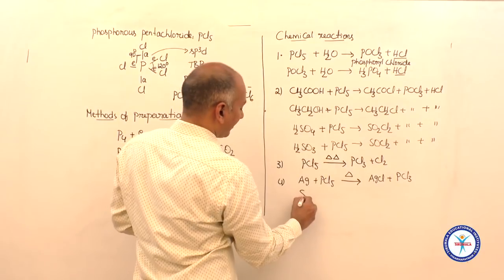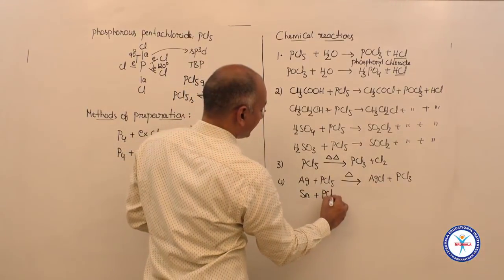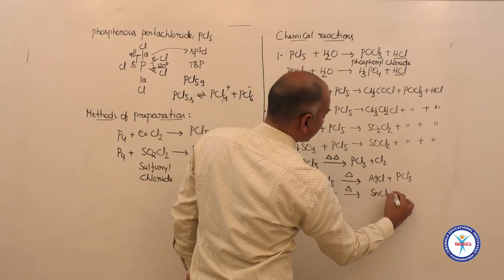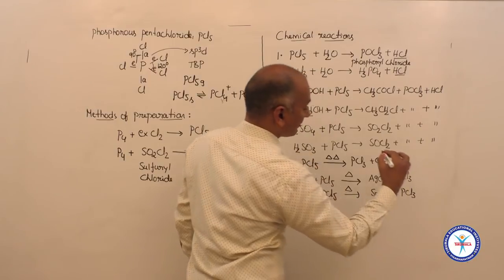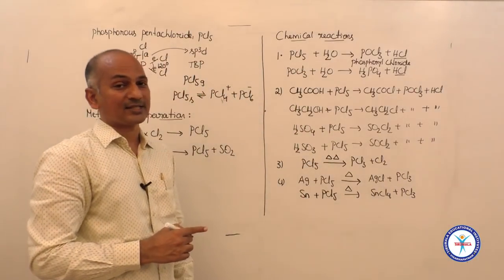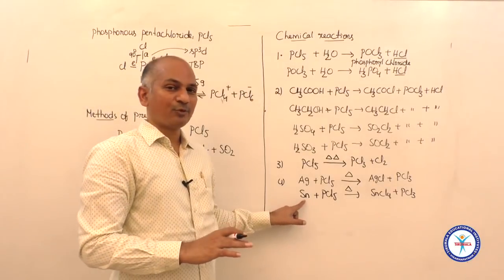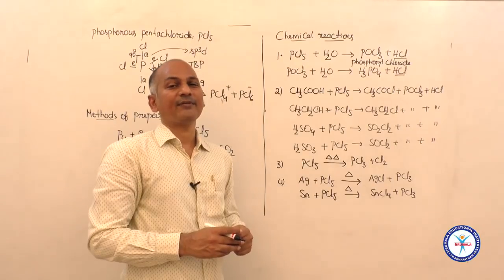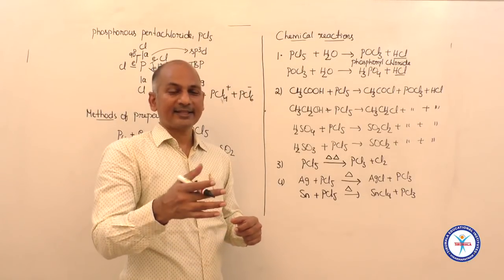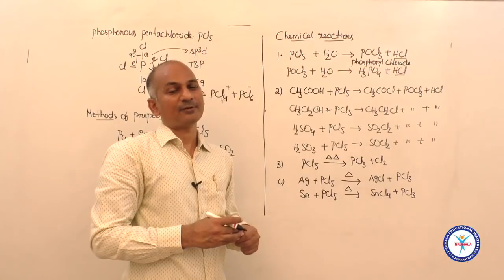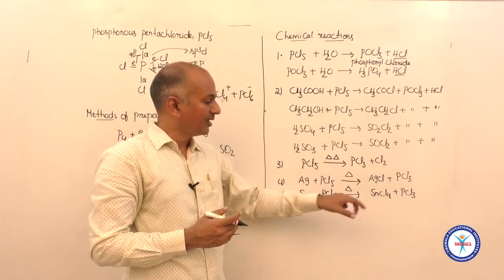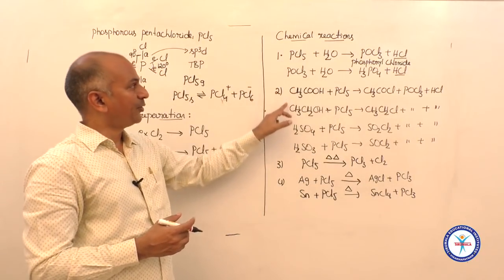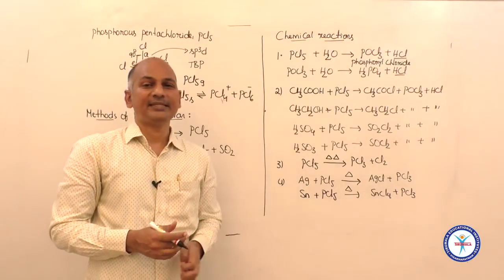Similarly, if you take tin and you treat this compound with PCl5, you will get SnCl4 plus PCl3. Tin in the +4 oxidation state. Which oxidation state is more stable in the tin? In the case of tin, +2 or +4? It is +4. Inert pair effect is observed in lead. In the case of lead, the +2 is more stable than +4. But until tin, it is +4 only, which is more stable. So here it is SnCl4. So these are the four important reactions of PCl5.